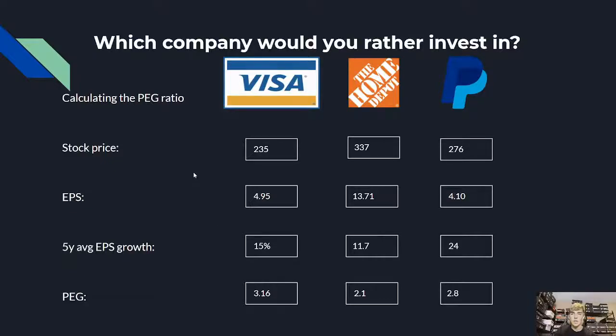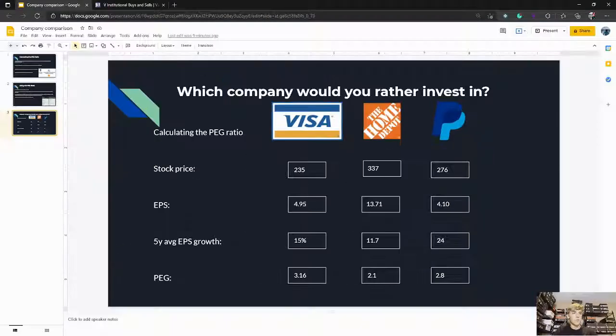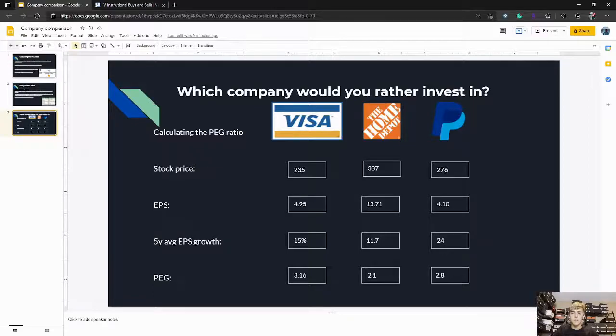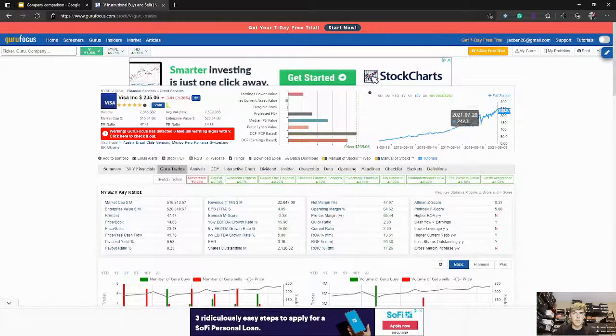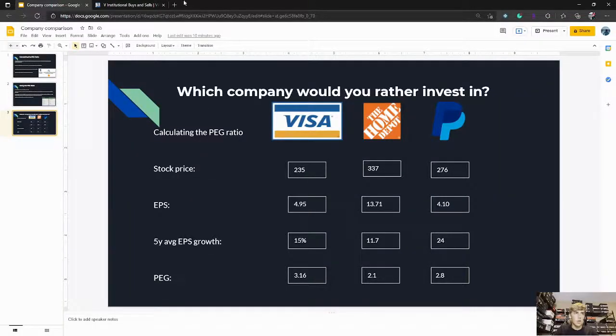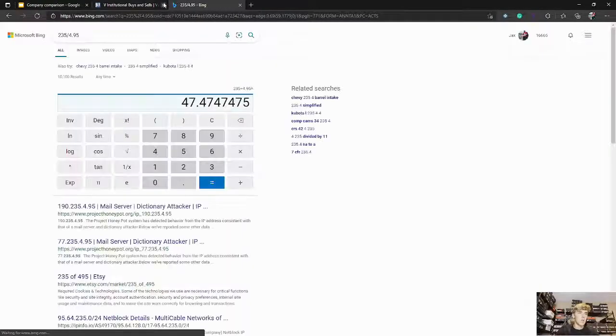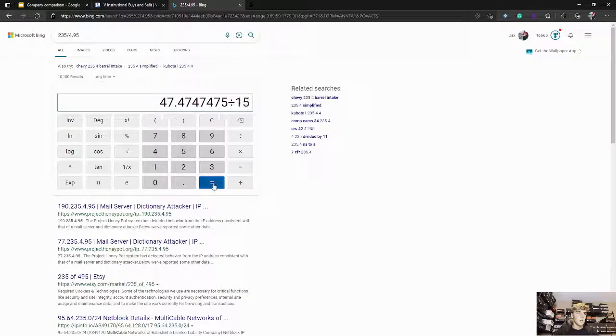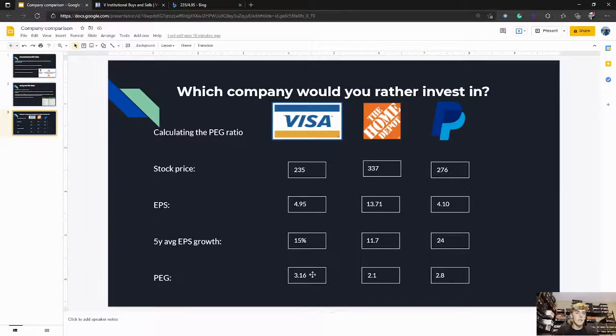So we've already looked into these ratios. We looked on Guru Focus, but let's do that again. On Visa, you can see stock price is $235, $4.95 EPS, and 15% average growth rate. So let's look at the stock price, $235. EPS is right here, 4.95, and the 5-year growth rate is 15%. So how do you do this? Well, first we do 235 divided by 4.95. We get 47. That's the PE ratio of Visa. Then we divide that by the 5-year earnings growth of 15%. And we get 3.16. That's the PEG ratio.